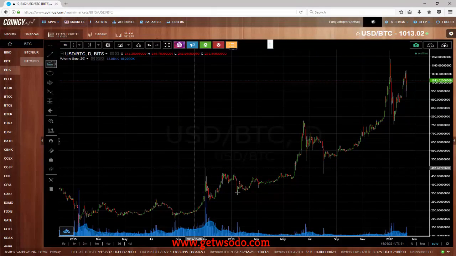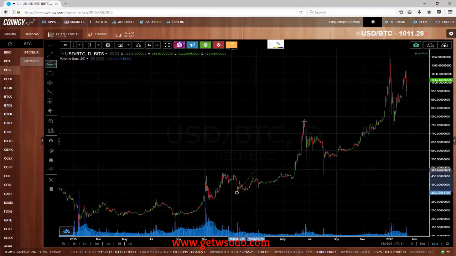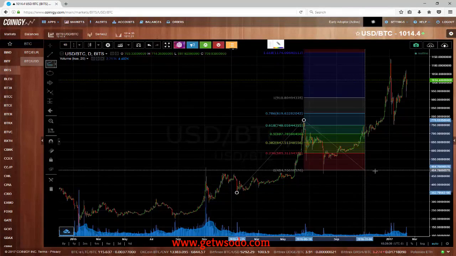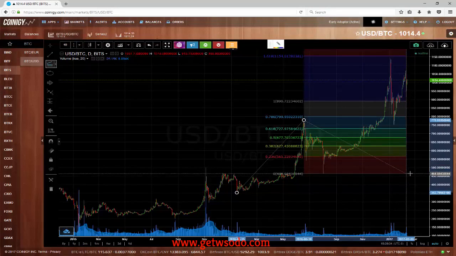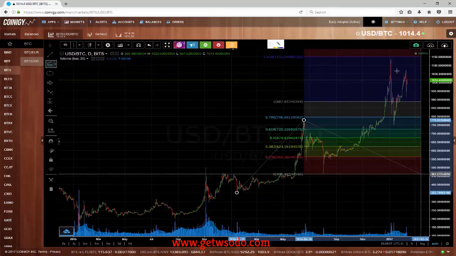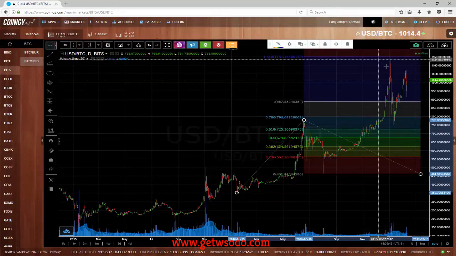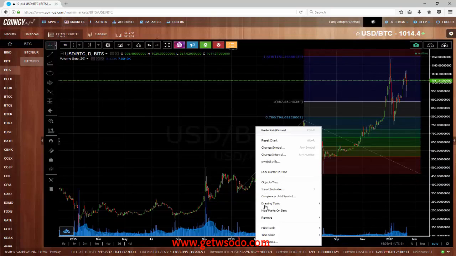So the next one, you measure the bottom, bring it up to the top, minus the retracement. And here you can see it pretty much hit the 1.618 area. Again, it hit resistance at that area. Let's measure the first run up.